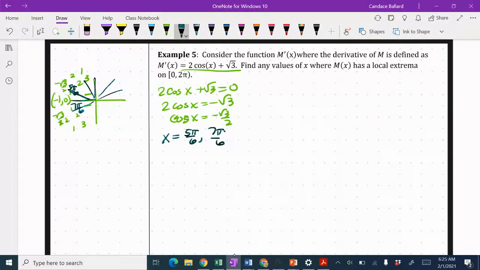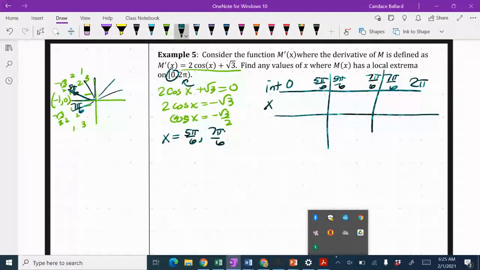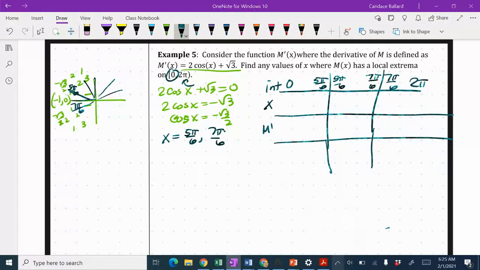All right, so let's put those in our sign chart. So I've got my intervals. I'm starting at 0. My first critical number is 5 pi over 6. My second one is 7 pi over 6. And then we are ending at 2 pi. I'm going to pick some x values to determine what's going on with m prime, because it's m this time. And then we're supposed to be looking for local extrema, so we're going to look at what's going on with m.